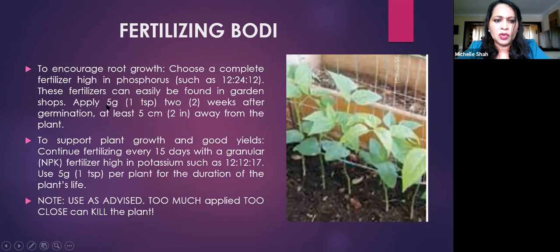You apply 1 teaspoon 2 weeks after germination and at least 2 inches away from the plant. To support the plant growth and good yields, continue fertilizing every 15 days with a granular NPK fertilizer high in potassium. So the last number would be the K, potassium, being 17. And use 1 teaspoon per plant for the duration of the plant's life. Note that you should use it as advised, and too much fertilizer applied could kill the plant, so be careful not to apply too much or too close to the plant.